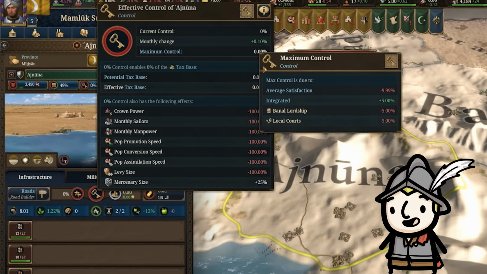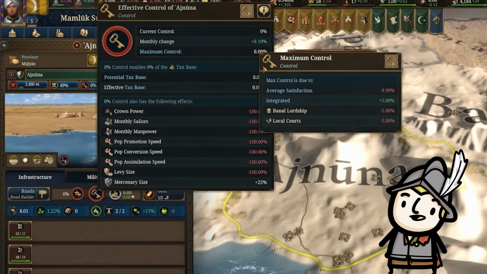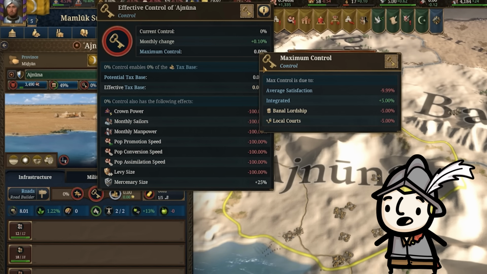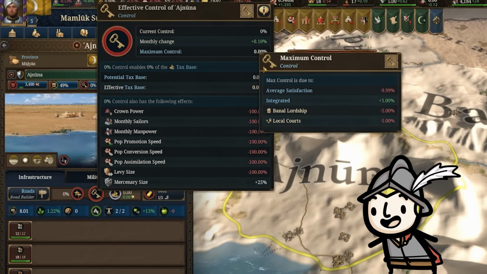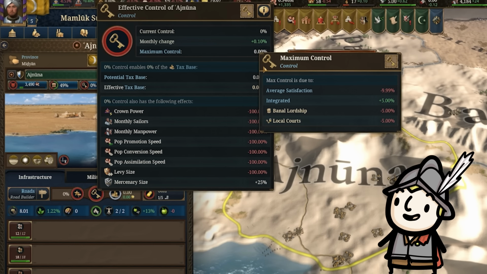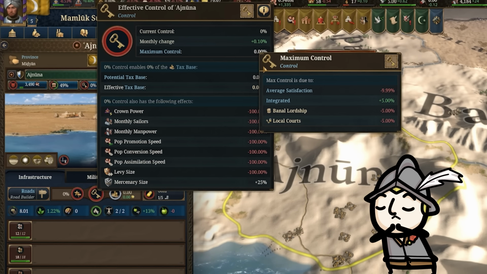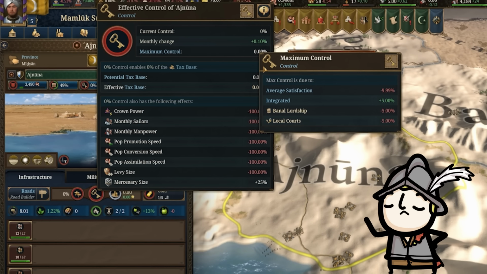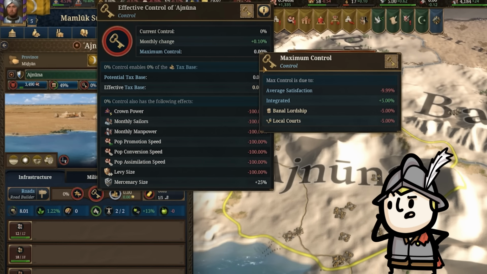If we go into our nested tooltips here, we can see that our max control will not go above 0 under current conditions. We have a law reducing control by 5%. We have an estate privilege reducing it by another 5%. It is an integrated province that is giving us a bonus, so if it is cored in the future, that will go higher as well, but the average satisfaction is really dragging it down.